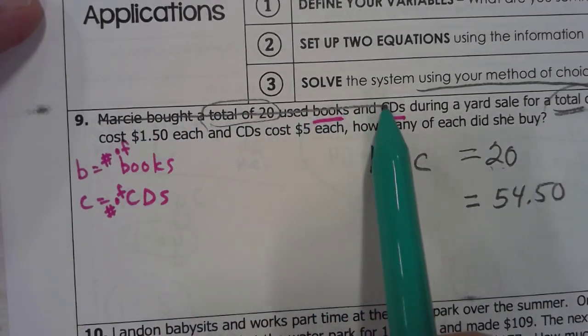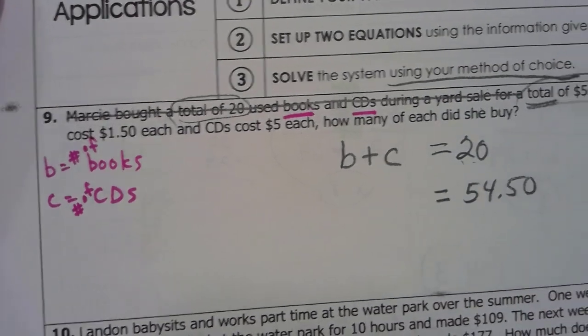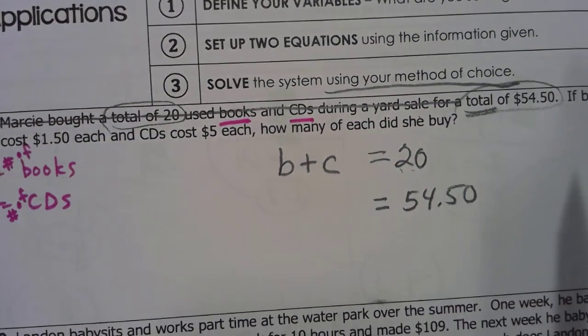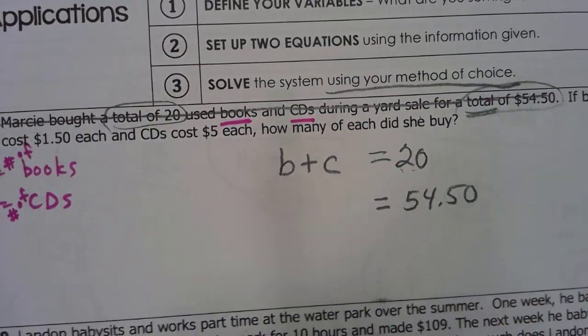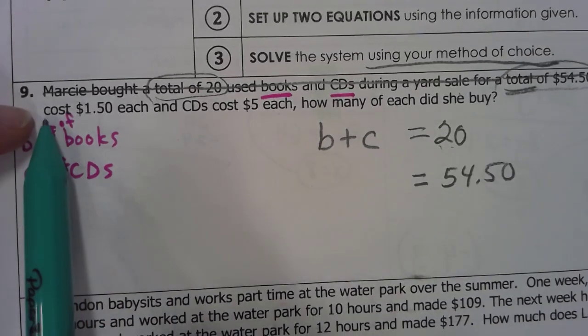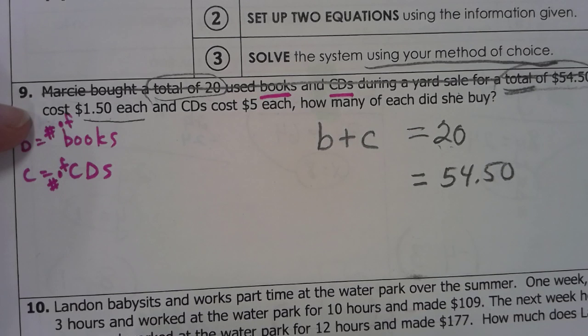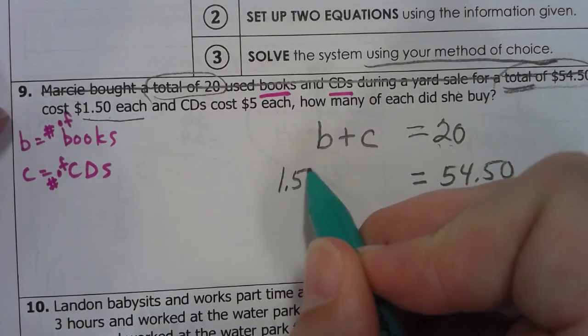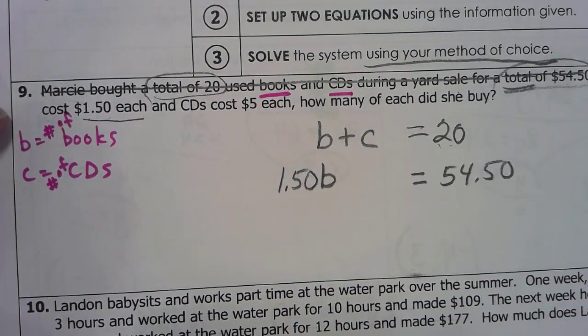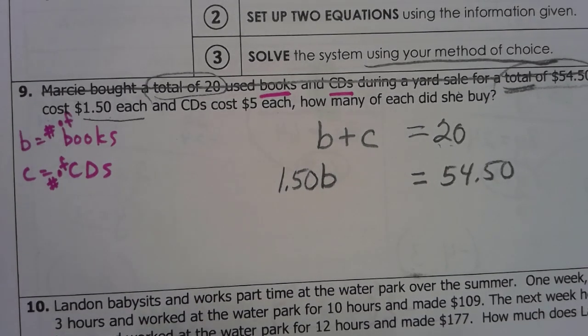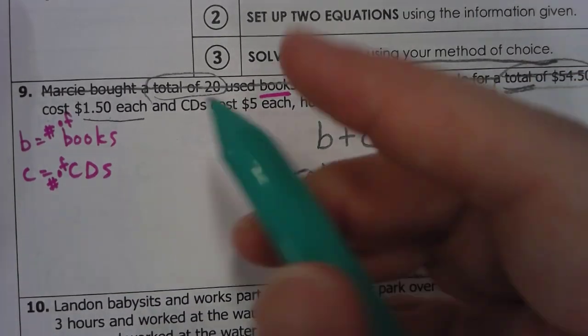She bought a total of 20. Okay, we already put the 54.50 down. The books cost $1.50 each. So if she bought 3 books, just saying, how would we figure out how much that costs? Multiply it by $1.50. So we have $1.50 per book, times, right? Per means times. Yes. And means plus.